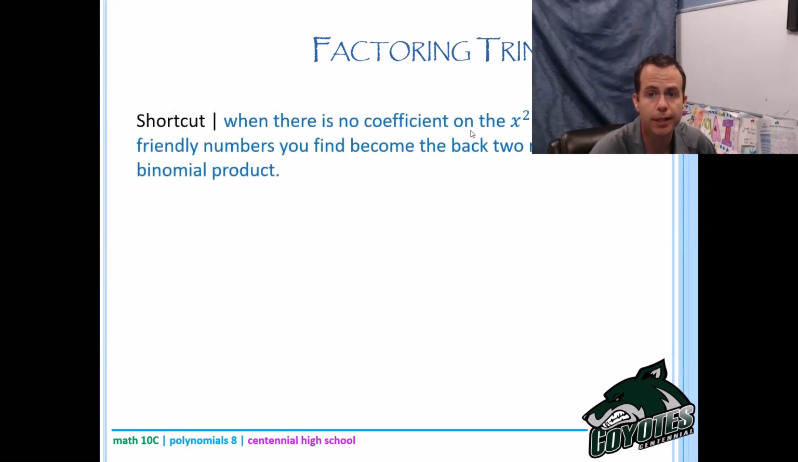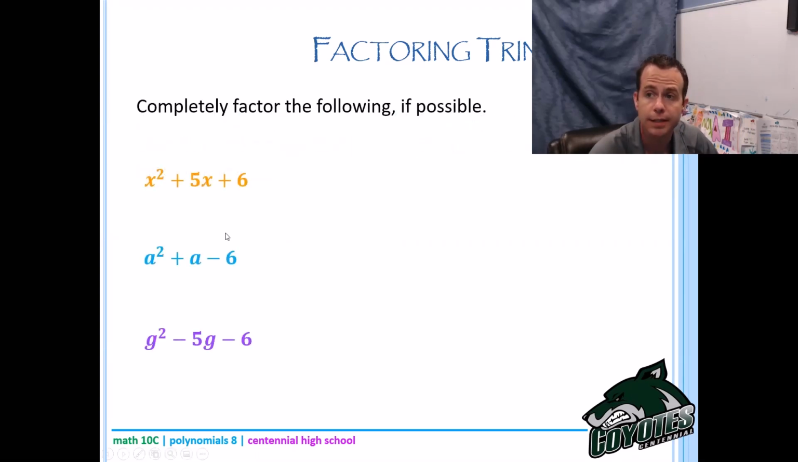The order of multiplication doesn't matter. Okay, so the shortcut is when there is no coefficient on the x squared term, the two friendly numbers you find become the back two numbers in the binomial product. So let's give it a try. x squared plus 5x plus 6, I'm looking for two numbers that multiply together to give me 6 and add together to give me 5. This is shortcuttable because the coefficient on my x squared is just a 1. The two numbers are 2 and 3, so I'll go right to (x + 2)(x + 3).